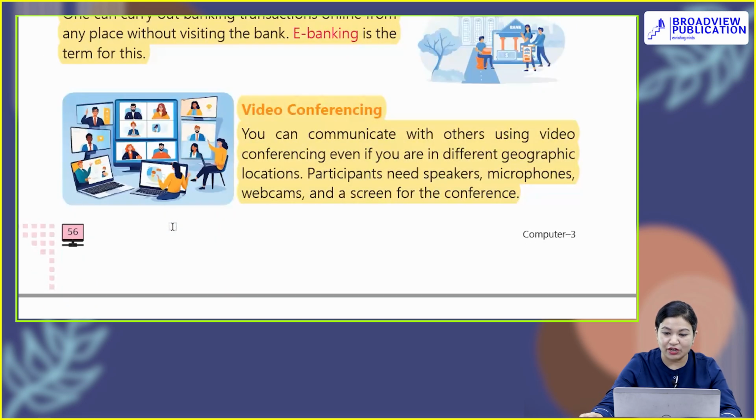Video conferencing. You can communicate with others using video conferencing even if you are in different geographic locations. Participants need speaker, microphone, webcams and a screen for the conference. So when Corona was there, the children who were sitting at home were taking online sessions through video conferencing. So this is the best part of internet.